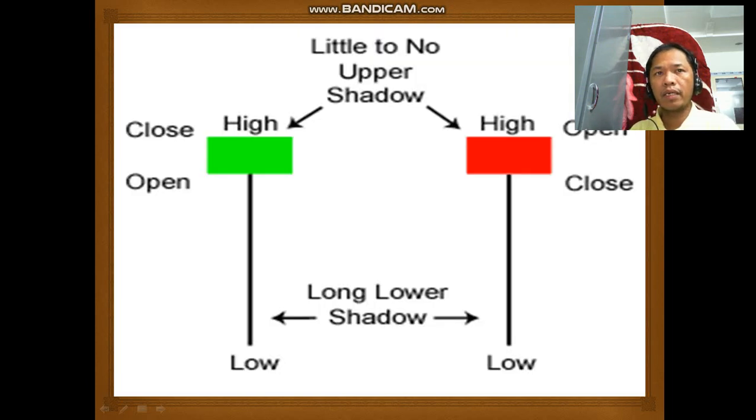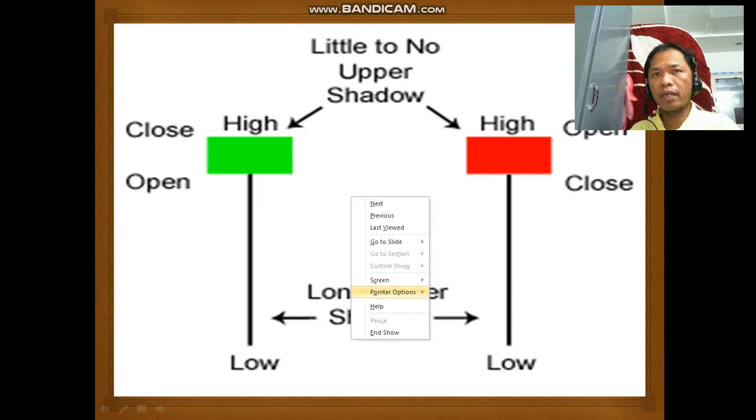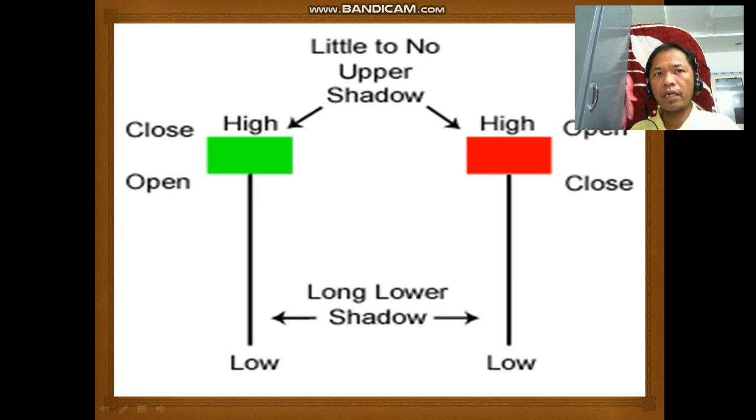Next one, this candle. If you see, this is the low price of the day, and the high price of the day is the same as the closing price of the day. So it is green because the opening price is here and it closed above the opening price. Here it is red because the closing price is below the opening price. So this is a red candle and this is the low price of the day.